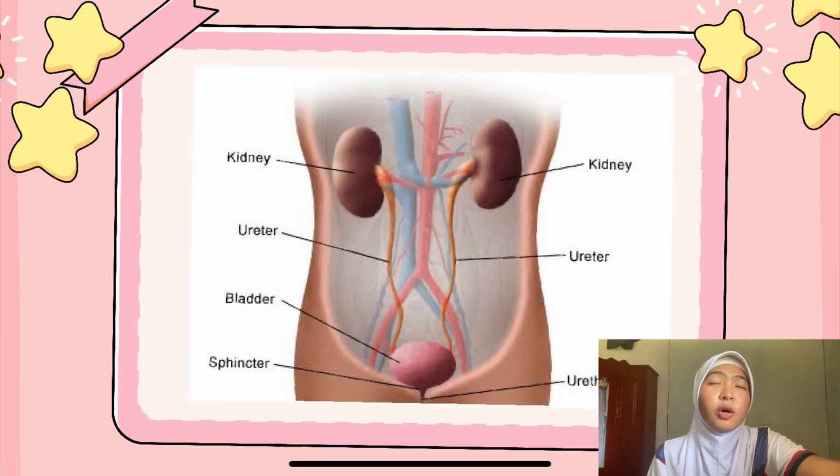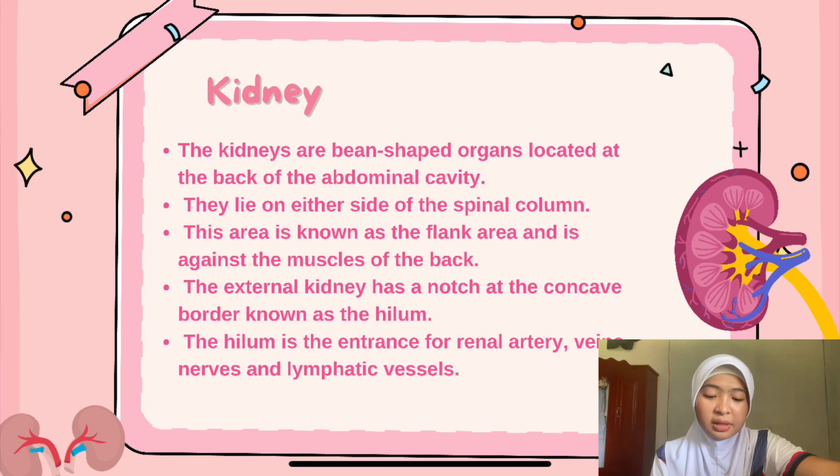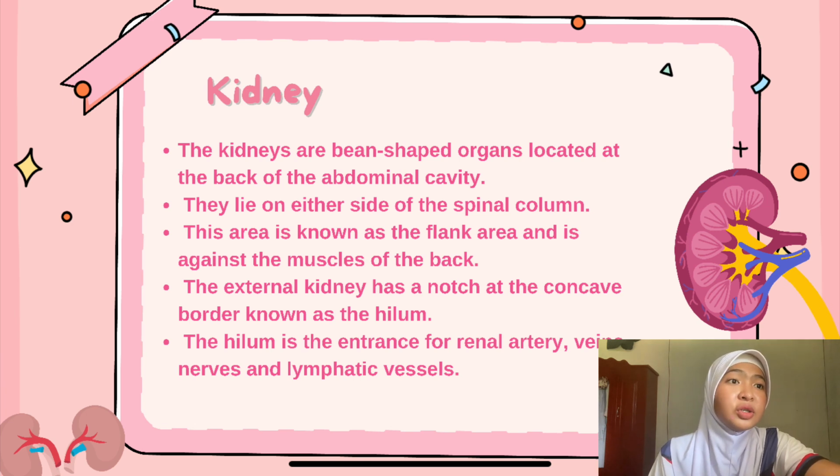So the first organ, or the primary organ, is the kidney. The kidney is a bean-shaped organ located at the back of the abdominal cavity. They lie on either side of the spinal column. This area is also known as the flank area, against the muscle of the back. The external kidney has a notch at the concave border known as the hilum. The hilum is the entrance for renal artery, veins, nerves, and lymphatic vessels.